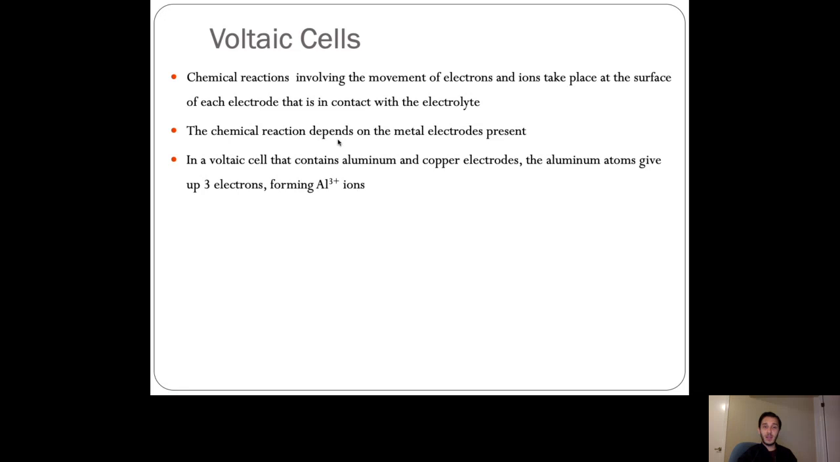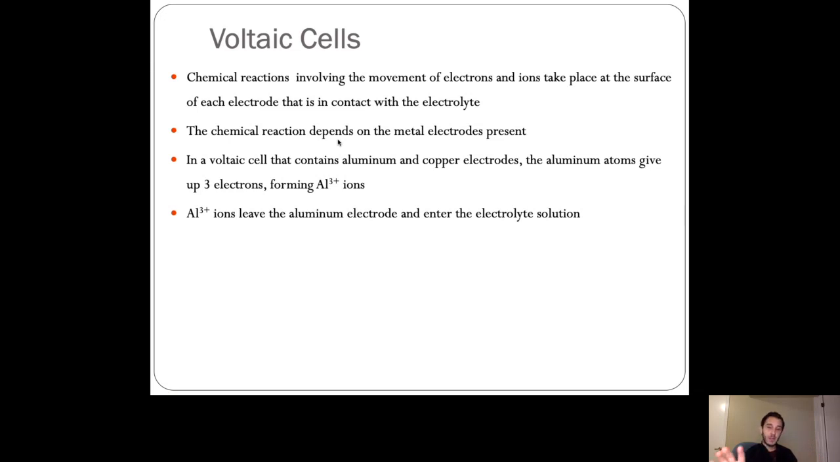In a voltaic cell that contains aluminum and copper electrodes, the aluminum is the metal that gives up electrons, and it actually gives up 3 electrons, which forms Al3+ ions. Okay, so we talked about this in chemistry. If you lose electrons, you become positive. In this case, we're choosing aluminum because aluminum will give up 3 electrons, and it'll form Al3+, aluminum 3 plus ions, okay? And when they form those ions, they break away from the metal, okay?